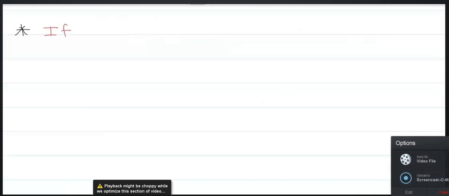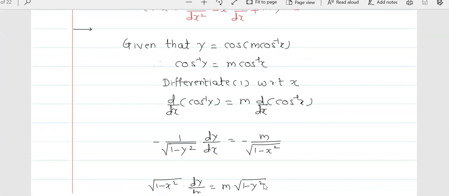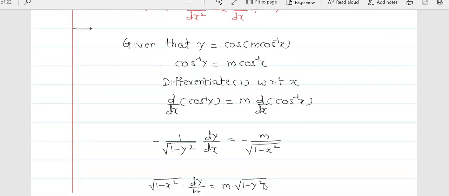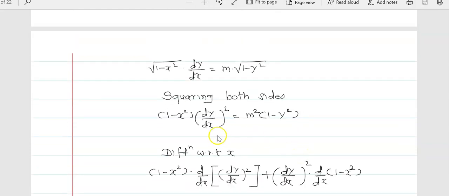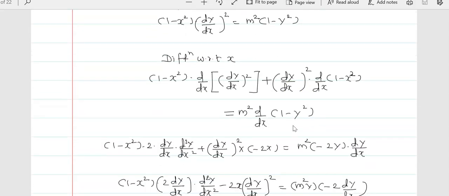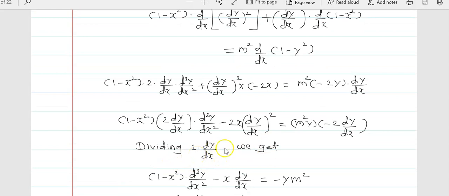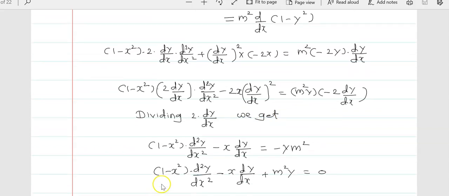Now see this again. I will summarize this problem. These are the important steps: squaring on both sides and again differentiating, applying the product rule. And there is one more important step, dividing on both sides by 2 into dy by dx. And then we get the final answer, that is 1 minus x square into d2y by dx square minus x into dy by dx plus m square y is equal to 0.